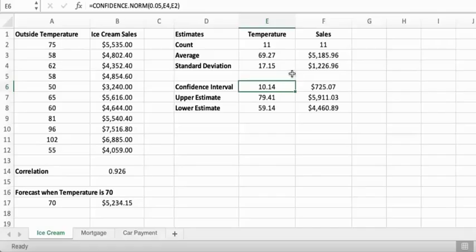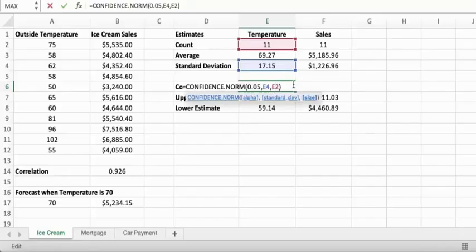A confidence interval helps with that, because the idea behind a confidence interval is we can use statistics based on things like the count and the standard deviation, how much variability there is in the data, to figure out a range of values within which the true average is likely to fall. So I'll show you the calculation first, then we'll talk about the interpretation of it.